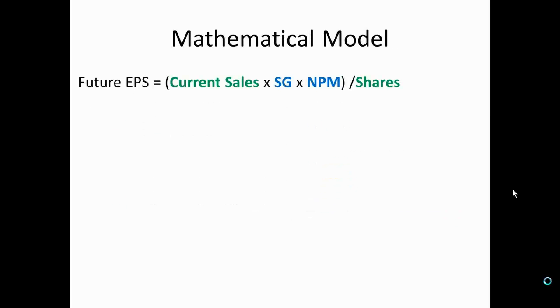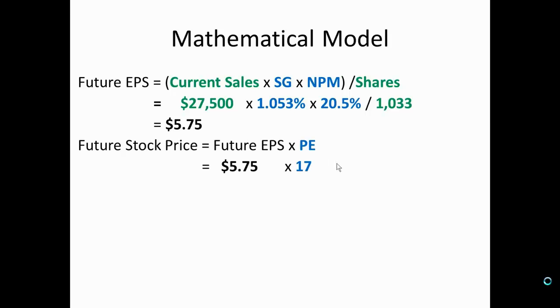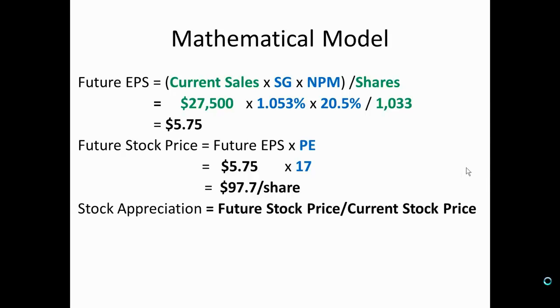So first we're going to calculate our future earnings per share. So that's our current sales times our sales growth rate times our net profit margin divided by shares. That tells us that a year from now we expect to make $5.75. We can take that future earnings per share, multiply it times our PE, which is 17, and it tells us that a year from now we expect McDonald's share to be $97.70.